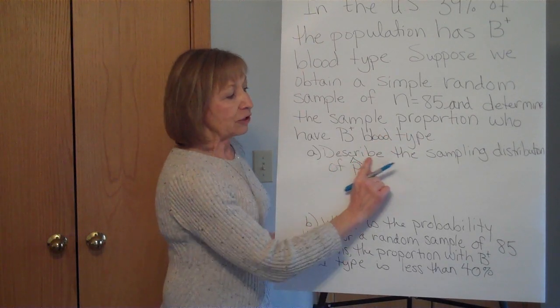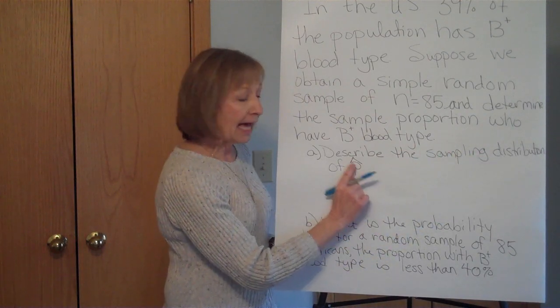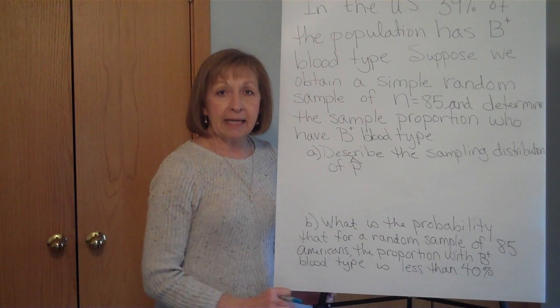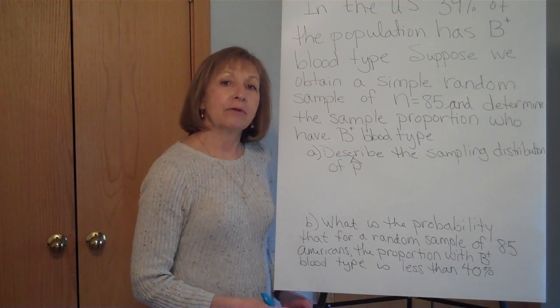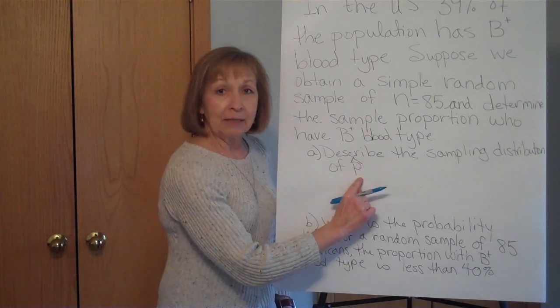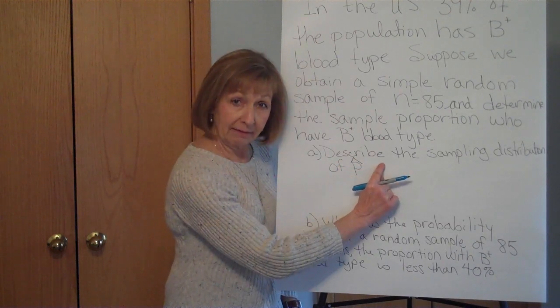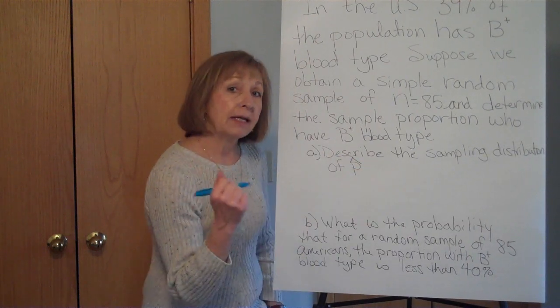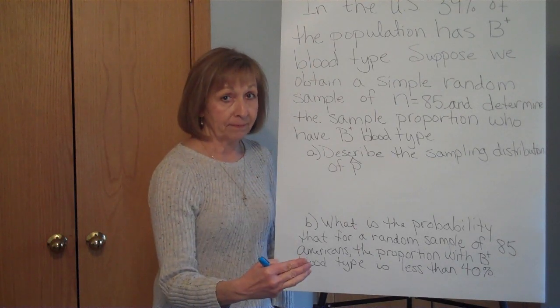The first thing says describe the sampling distribution of p-hat. So p-hat is the symbol for the sample proportion, and the letter P is the symbol for the population proportion. Now when we're looking at the sampling distribution of the sample proportion and we want to describe it, if it asks you to describe it, you want to say the shape, the center, and the spread.